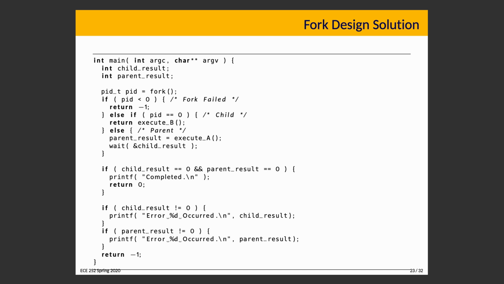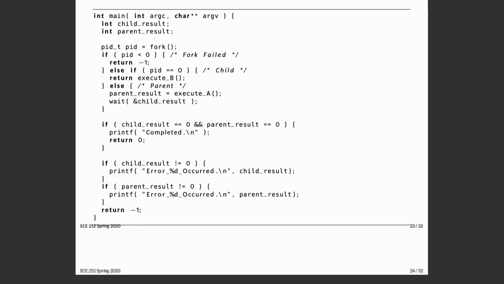Okay, if the child result is 0 and the parent result is 0, everything went awesome, so printf completed and we're done, return 0. If the child result is not 0, then print whatever error was reported by the child process. If the parent result is not 0, report whatever error we have got, and then return -1. Okay, so not too complicated, just shows that we know how to use the fork and wait calls, and also how to structure our program so that the parent process does the right thing and collects results, and the child process exits when it's supposed to and doesn't continue doing things outside of this block where it's supposed to execute B, because you don't want the child process to try to go on into this area below.